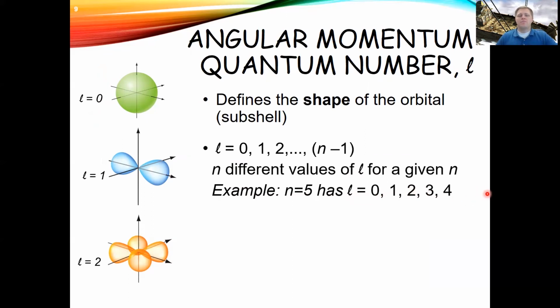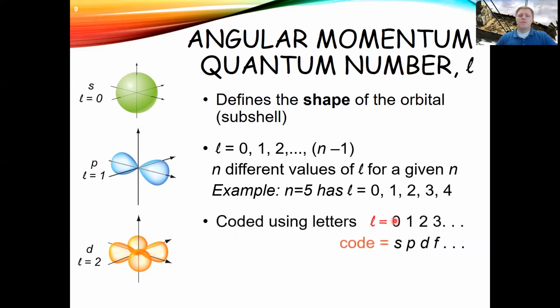Now we have a special code for our L values, which I've already introduced a little bit. For L equals 0, we call that an s orbital. That's our spherical orbital. An s actually doesn't stand for spherical, but we'll talk about that in a sec. L equals 1 is your p orbital. That's your double lobe orbital. L equals 2 is your d orbital, which is your four lobes. And L equals 3 is F. And so F is those first set of really complicated orbitals. And then there's G, etc.